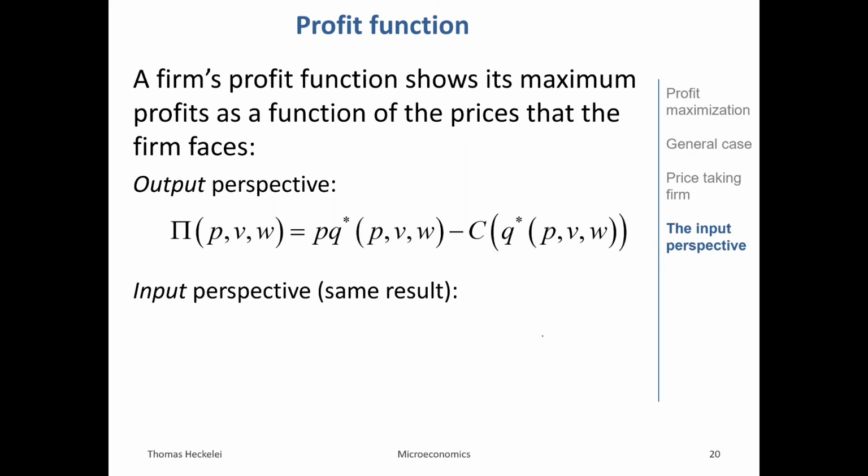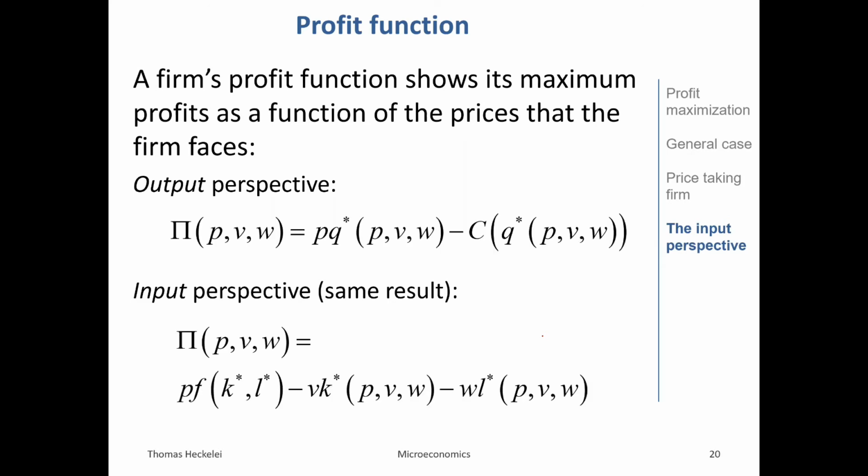So we plug the unconditional demand function of input K star and L star back into the definition of the profit. Here we have two places where we plug the solution in. The first place is the K and L in the production function F. And the second is in the cost part, that is V times K star and W times L star. And this is the profit function.